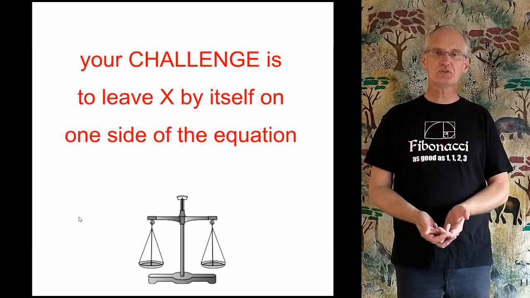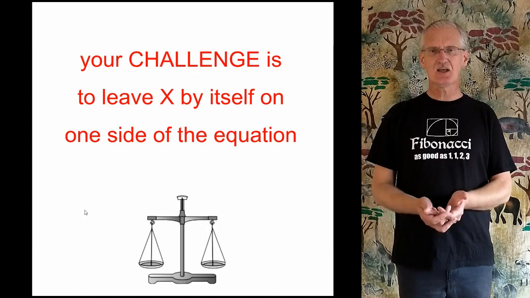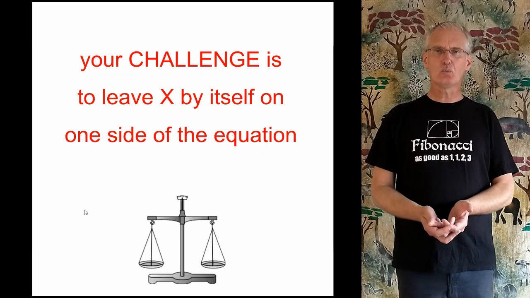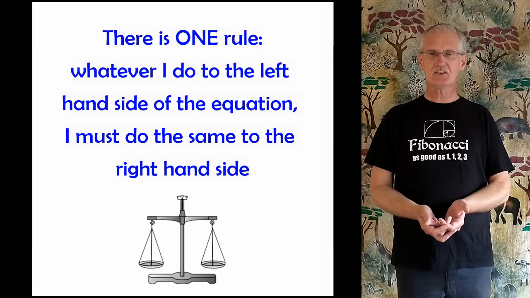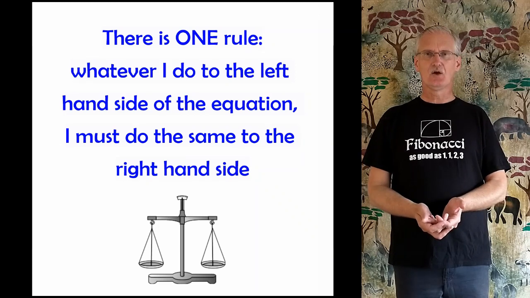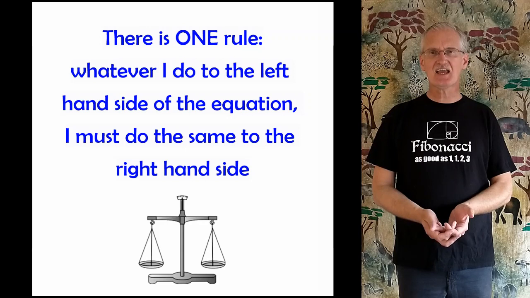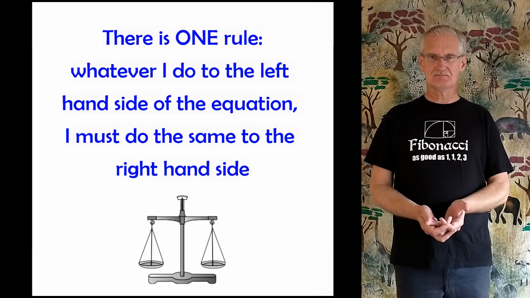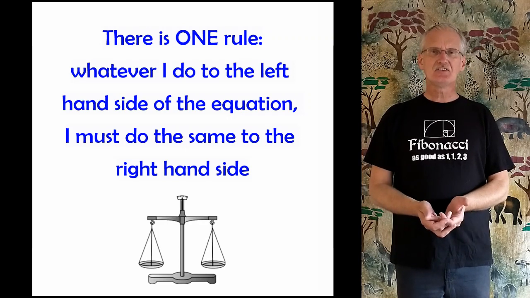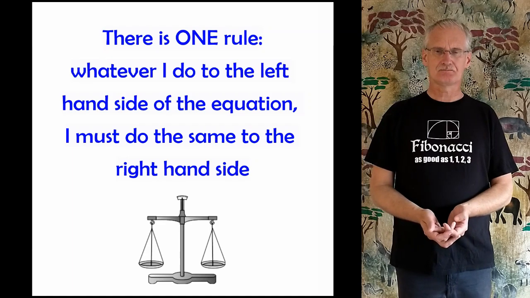So what does it all come down to? Well, we want to get x by itself on one side of the equation. There's one simple rule. Whatever I do to one side of the equation, I do the same on the other side. And let's just pause and demonstrate that outside.